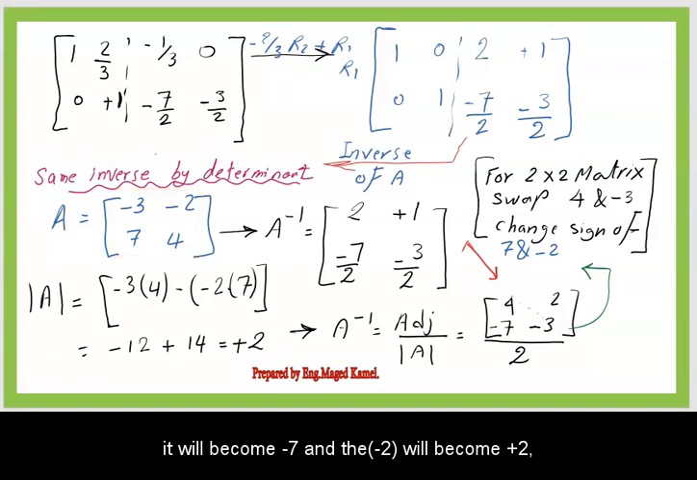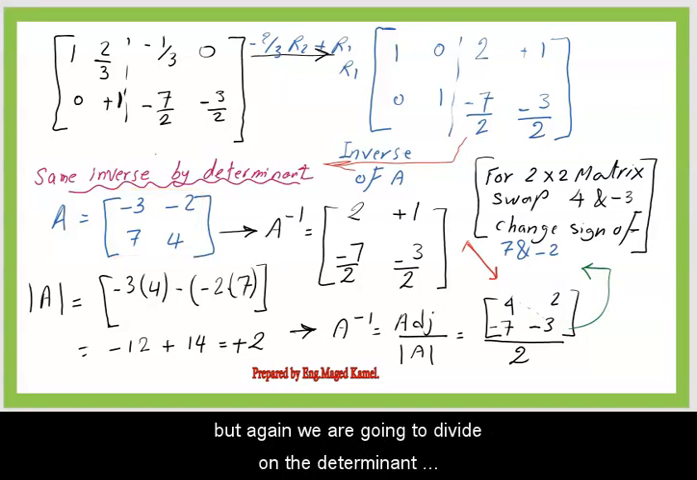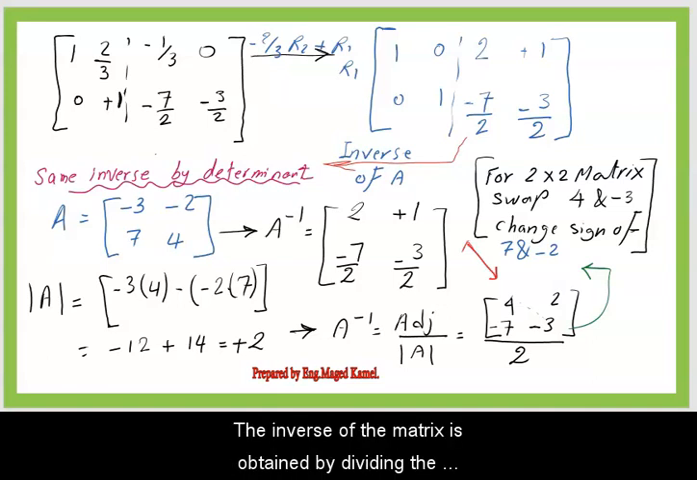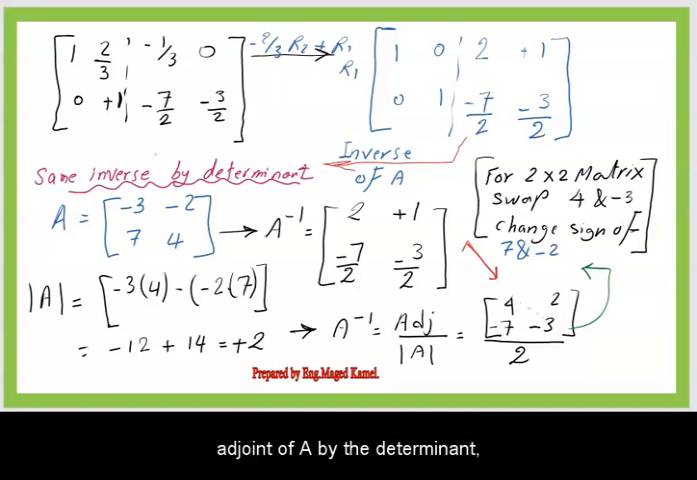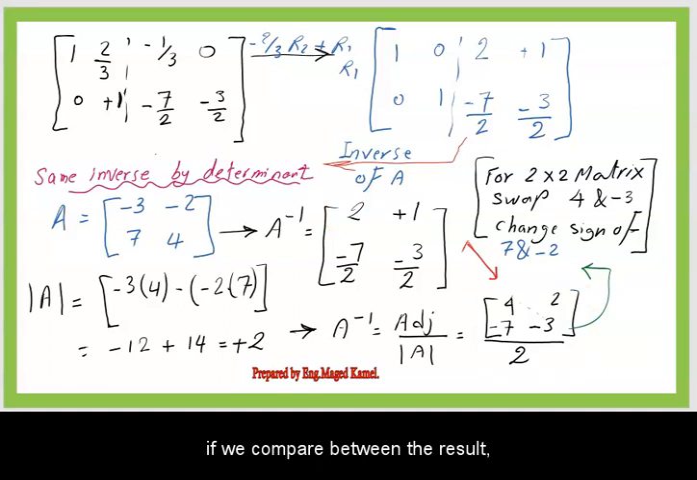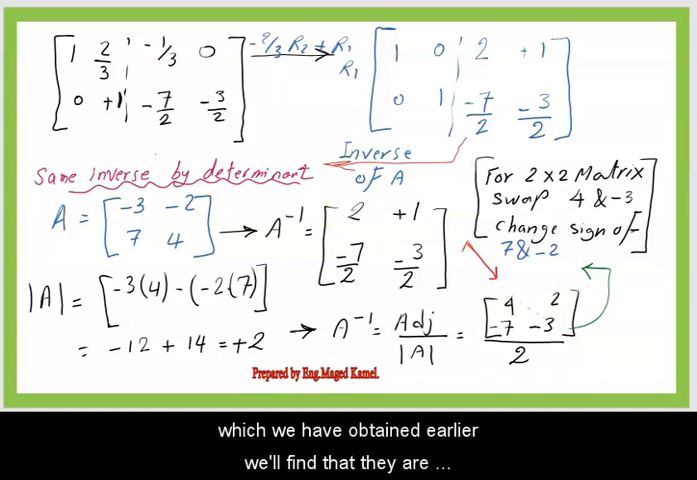But again, we are going to divide by the determinant value, which is equal to minus 3 by 4 minus, open bracket, 7 by minus 2, which at the end will give us a value of plus 2. The inverse of the matrix is obtained by dividing the adjoint of A by the determinant. The adjoint is 4, plus 2, and minus 7, minus 3, divided by the determinant value, which is plus 2. If we compare the results which we have obtained earlier, we will find that they match each other.